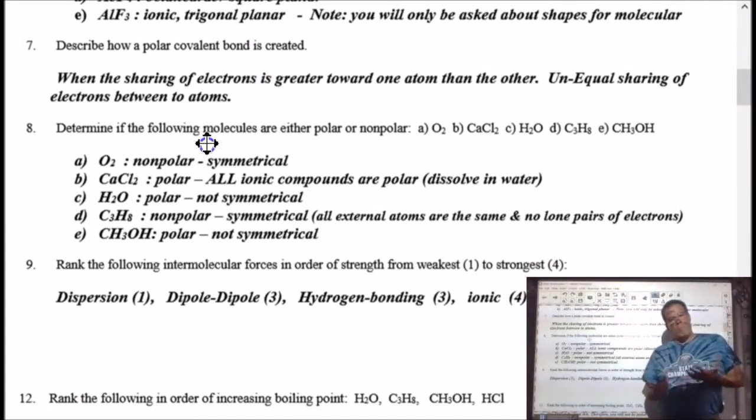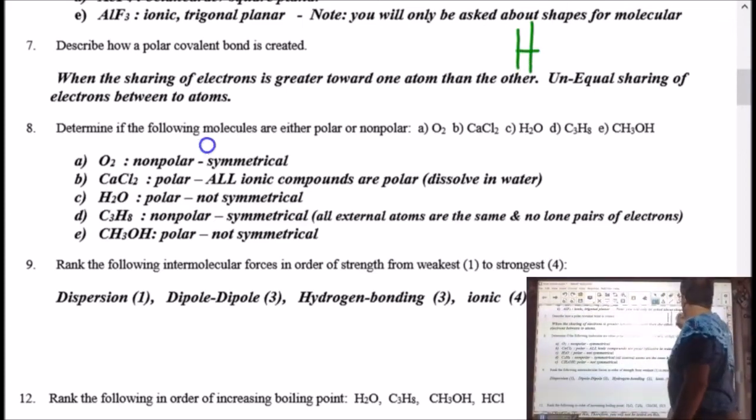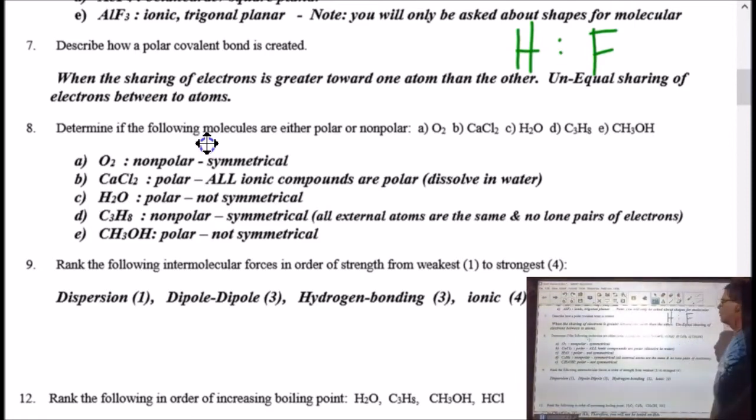Number 1, covalent means that we're sharing. Polar covalent means that it's unequal sharing. So how this takes place, let's say that we have something like hydrogen and fluorine, and we're sharing those 2 electrons between the 2. Okay?